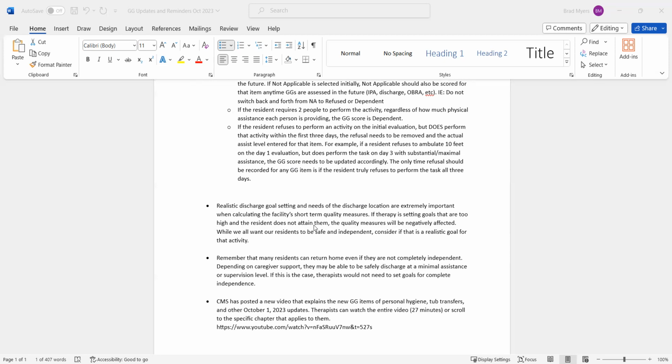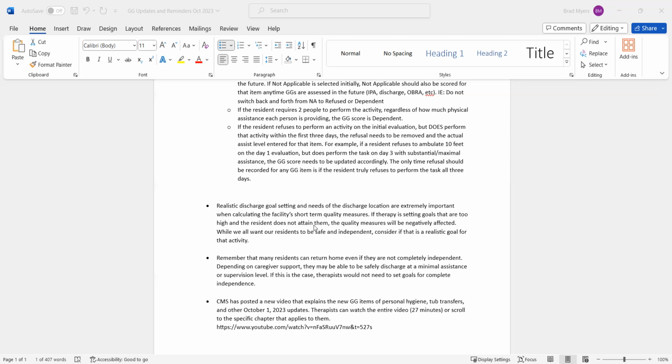So realistic discharge goal setting is something that I don't think we as therapists really think about, because we want all of our residents to be independent and safe when they go home. And while that's commendable, that's not necessary for everybody. A lot of you are struggling with, especially these managed care plans, not letting the resident stay in the facility until they're completely independent with everything. They're discharging them when they're minimal assistance or when they're supervision, depending on the caregiver assistance that the person is going to have at home.